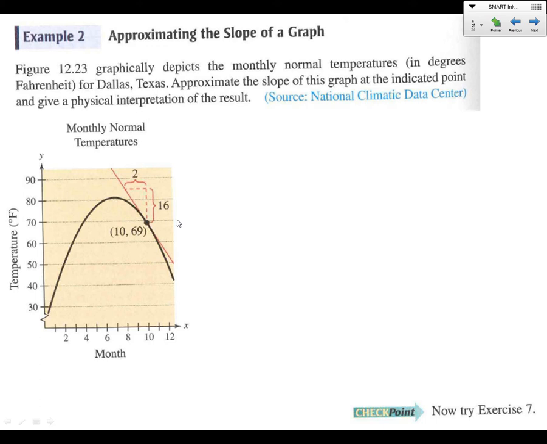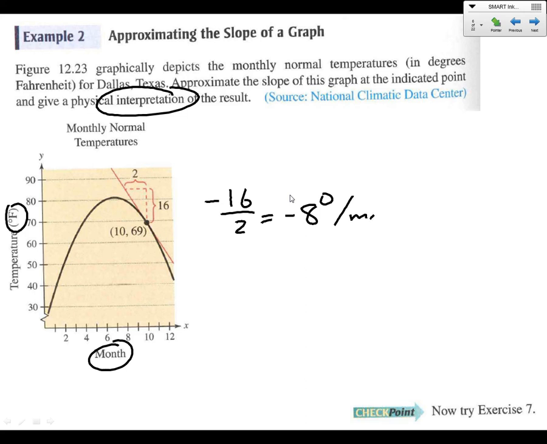Okay, same exact type of thing here on example 2. What is the slope of the graph at (10, 69) here? All right, so we can look at our tangent line here, and we can see that we are rising negative 16. This is going down. Running 2, so negative 16 over 2 is negative 8. And this one does say give an interpretation. So this is going to be negative 8 degrees per month when we give the interpretation. All right, your turn again, problem 7.